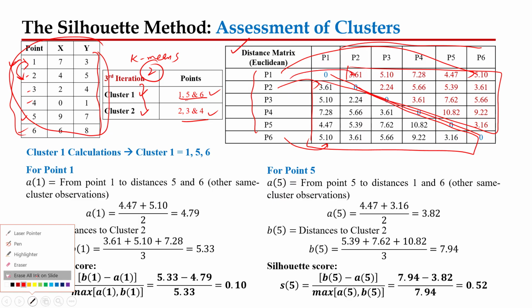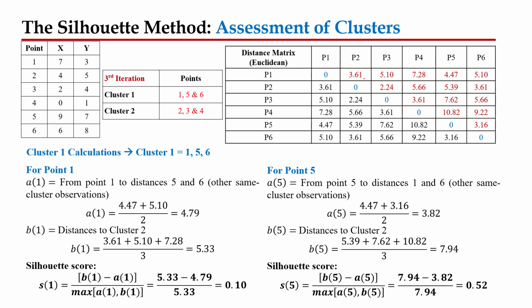How can we calculate that, as I mentioned in my earlier videos? In order to calculate the distance, we have applied the Euclidean distance formula. So how are we getting this 3.61?